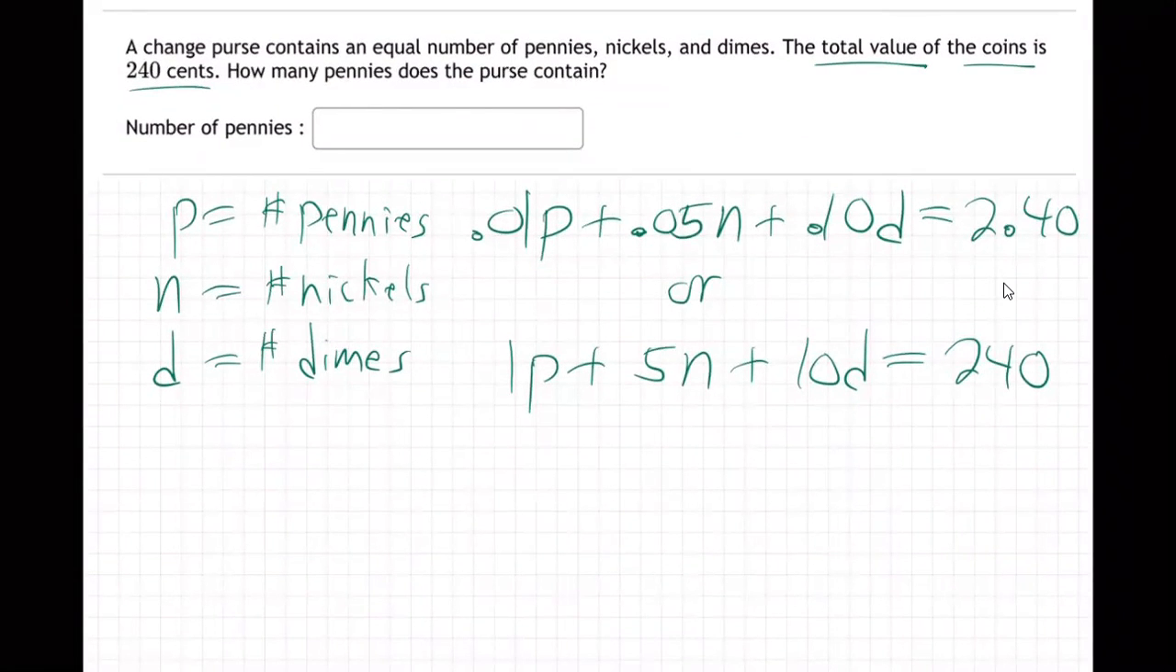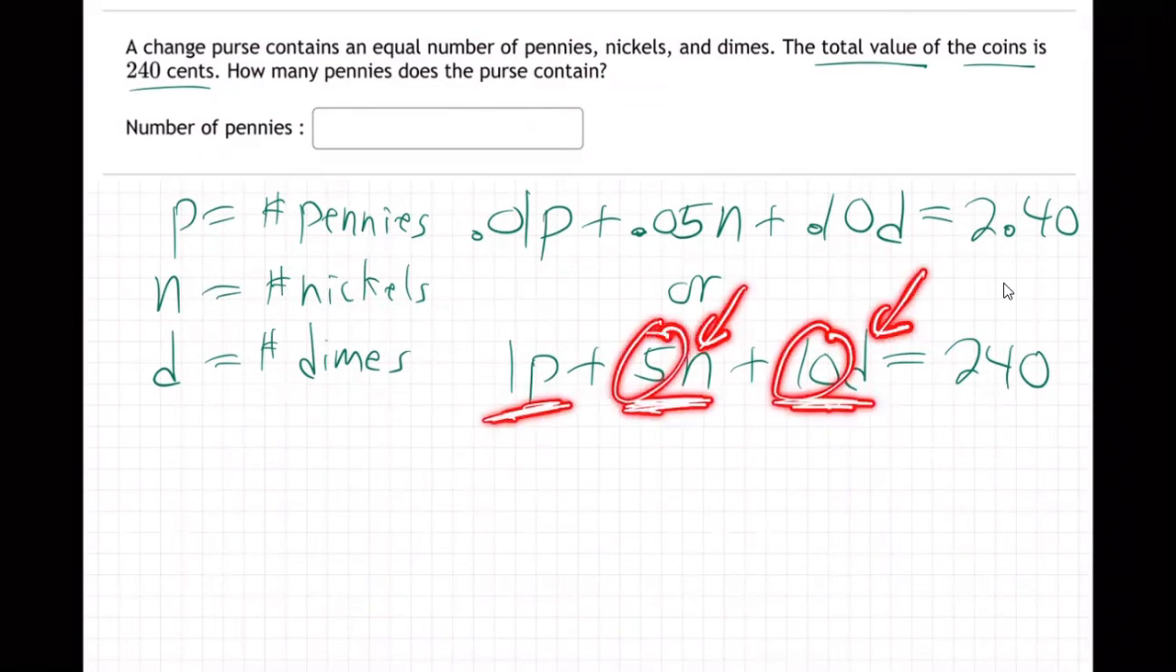So let's just do that. That'll be easier because every penny is 1 cent, every nickel is 5 cents, every dime is 10. So however many dimes we have times 10 cents per dime, how many nickels times 5, however many pennies times 1, that adds up to be 240 cents.